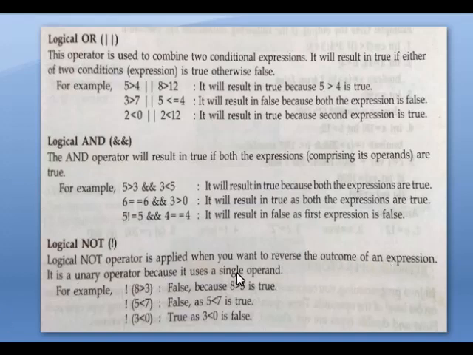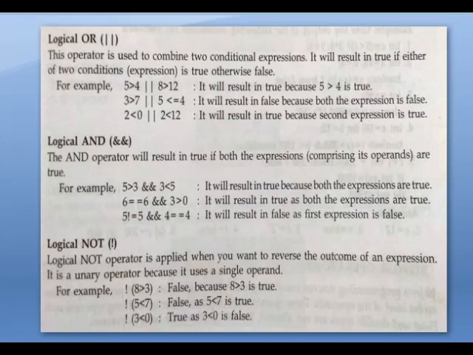8 greater than 3. So the answer is false because 8 greater than 3 is true. 5 less than 7. The answer is false because 5 less than 7 is true. Just invert, just the opposite value you can take. 3 less than 0. So the answer is true because the original output, that is 3 greater than 0, is false. Just the opposite of the condition you have to take in the logical NOT operator.